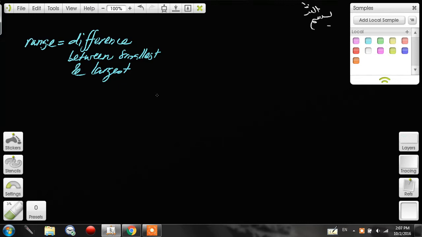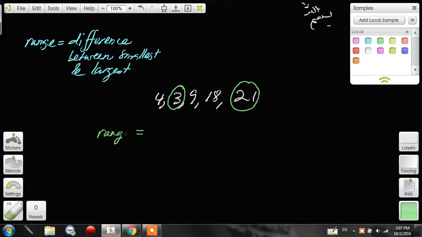So, 4, 3, 9, 18, and 21. What's the range? You have to be careful. You have to make sure you get the smallest value. It's not 4, it's right here. 3 is the smallest value. And the largest value is 21. In this case, the range is going to be 21 minus 3, which is 18. That's the range. Okay.